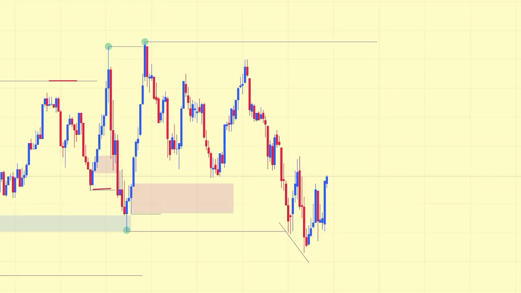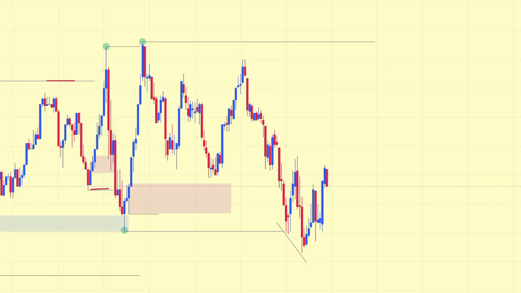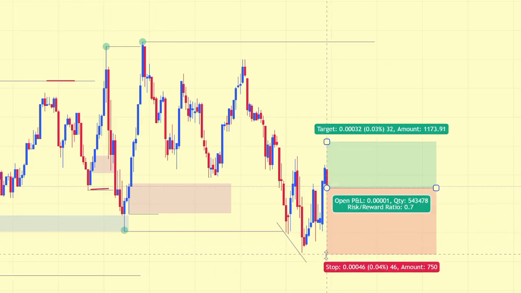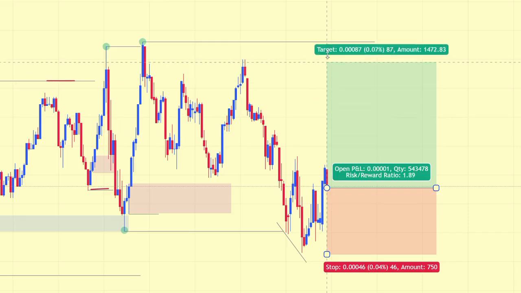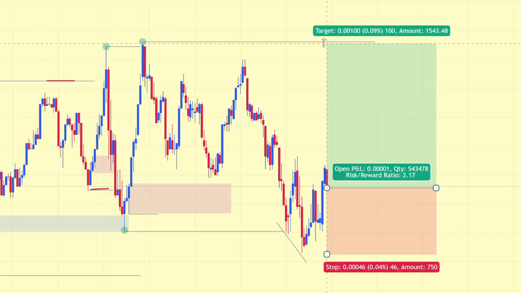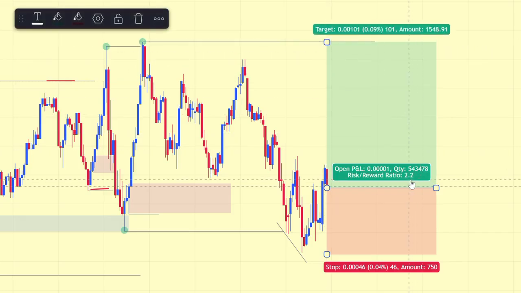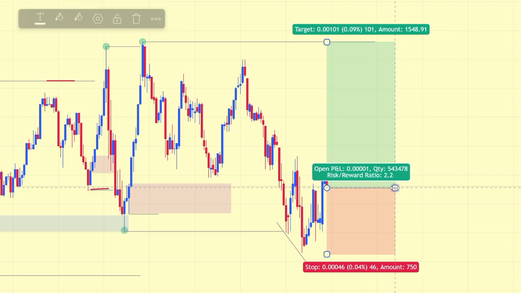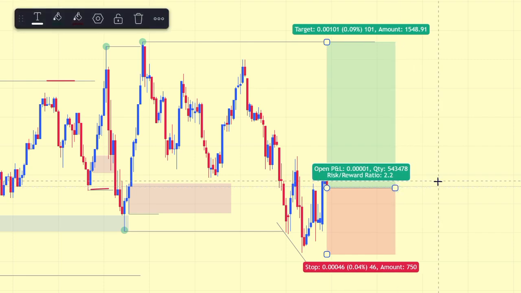So exactly right here on this second leg, I can place my buy position exactly right there, stop loss below there, and target the external liquidity. And this gives me a risk to reward of 2.2, but I usually don't take trades with such a small risk to reward. But this is a good risk to reward, by the way. A 1:2 is a good risk to reward.